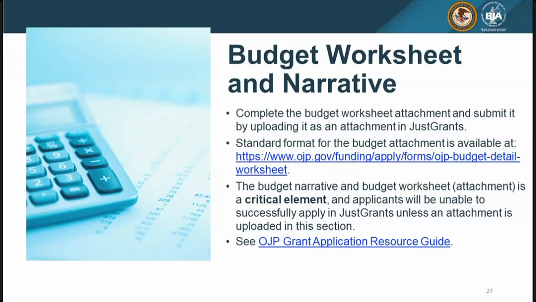Budget narrative and the budget worksheet and narrative. A budget detail attachment is required to be uploaded in order for the system to submit your application. You can use a standard format that we have linked here, or you can use your own format as long as it has the same OJP budget categories. And please don't forget to include a description and explanation of the costs, which is your budget narrative.